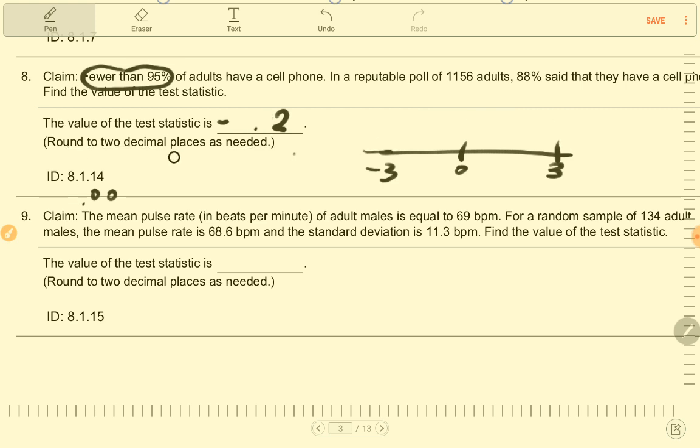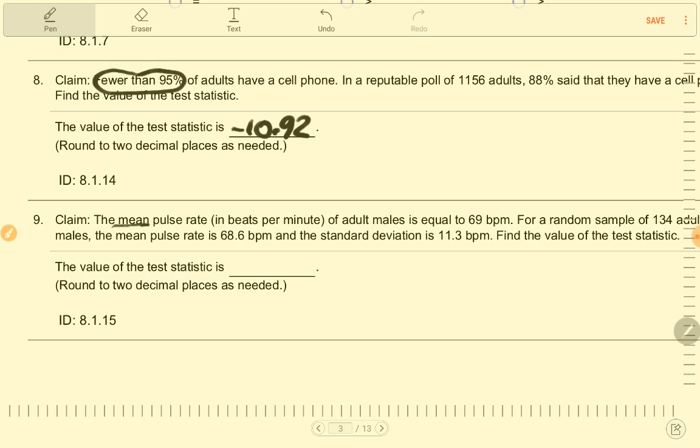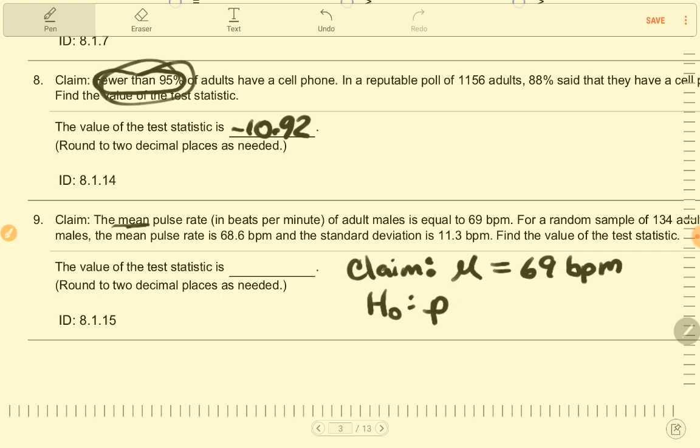All right, then the second example here, claim the mean pulse rate. Okay, so now we're talking about a mean. Here we were talking about a percentage. Here we're talking about a mean. So the claim is that the mean, notice we always use the population parameter, not the sample mean, x bar, the mean pulse rate in beats per minute of adult males is equal to 69 beats per minute. That's the claim. So the claim has equivalence, so actually the claim will fall into the null hypothesis.